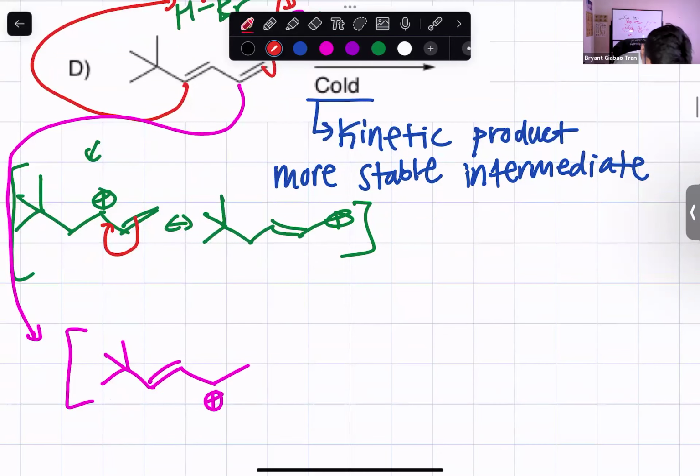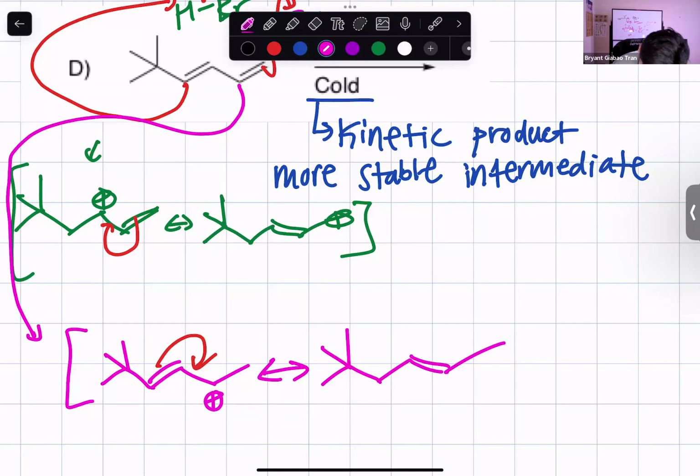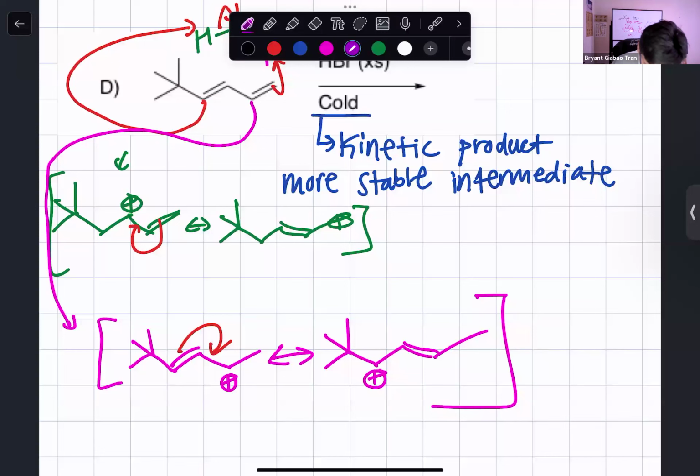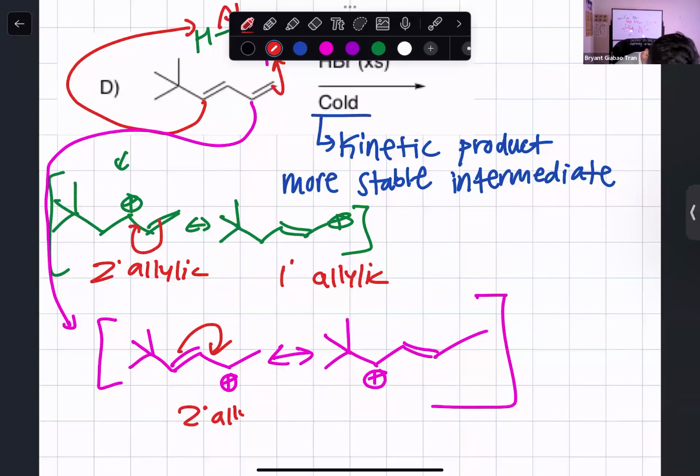Right, and we could do resonance to get us this carbocation here. Right, now let's analyze the carbocations. This is a secondary allylic carbocation. This is a primary allylic carbocation. This is a secondary allylic carbocation. This is a secondary allylic carbocation.